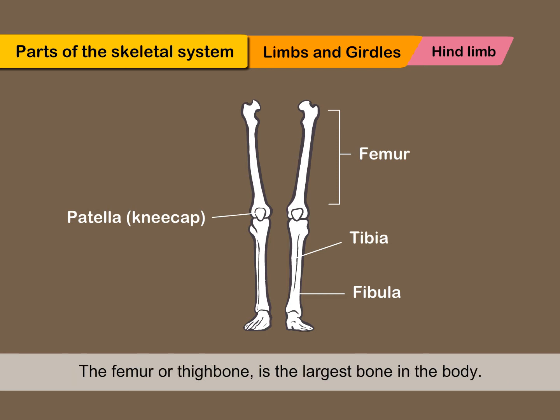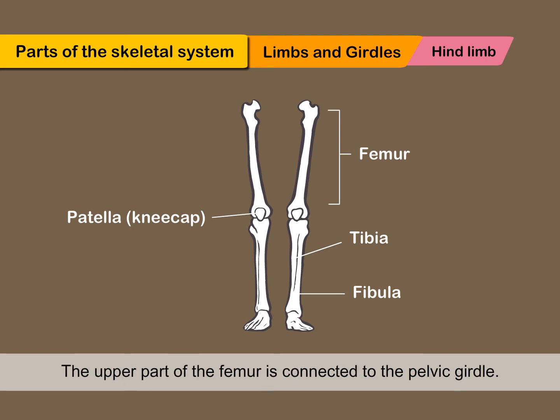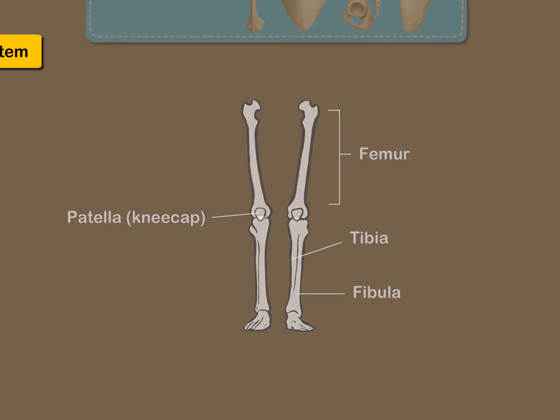The femur or thigh bone is the largest bone in the body. The knee joint connects the upper and lower legs. Many small bones make up the ankle, foot and the toes. The upper part of the femur is connected to the pelvic girdle. The pelvic girdle connects the lower limbs to the spine.